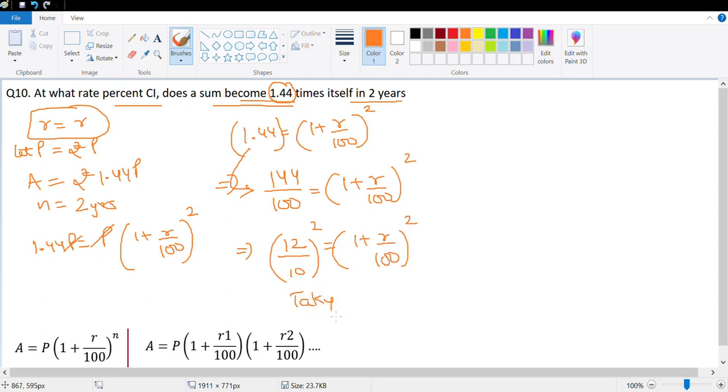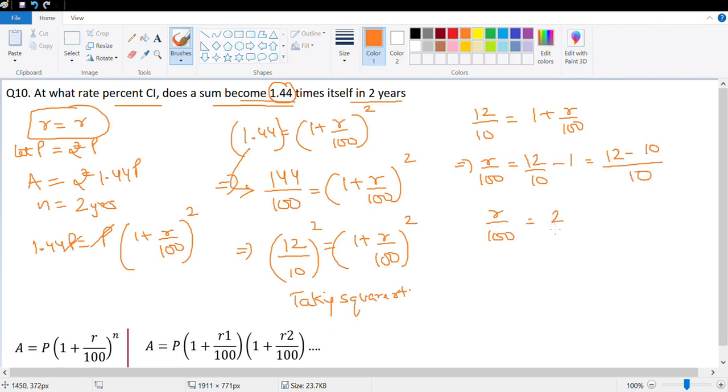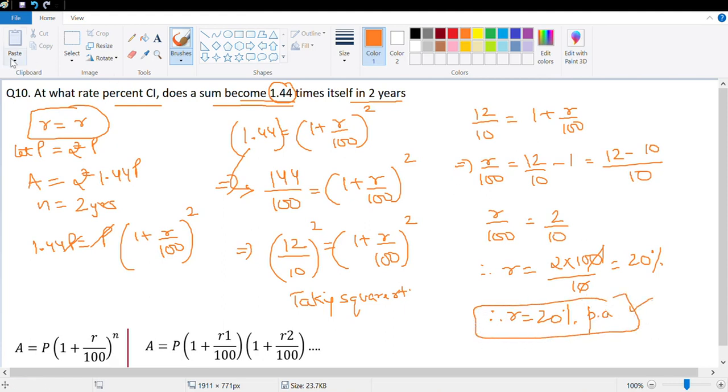Taking square root of both sides, what we get is 12 upon 10 is equal to 1 plus r upon 100, which means r upon 100 is equal to 12 upon 10 minus 1, which is equal to 12 minus 10 upon 10. So r upon 100 is equal to 2 upon 10. Therefore, r is equal to 2 into 100 upon 10. That's equal to 20%. So rate is 20% per annum. So if the rate is 20% per annum, then at the end of 2 years, an amount will become 1.44 times itself. But let's look at the next one.